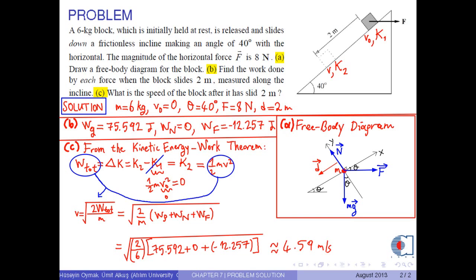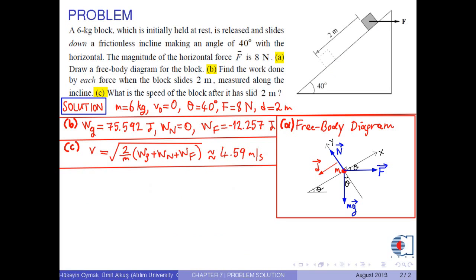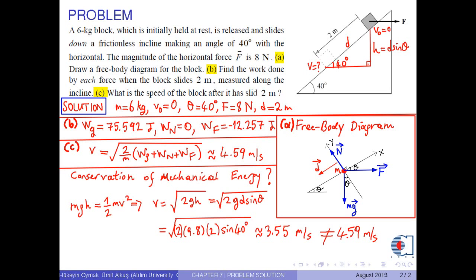The same result can also be obtained by a simple application of Newton's second law. However, as most of the students prefer, this problem cannot be solved using the conservation of mechanical energy. If you try to solve the problem by this method, you would obtain a different result. Okay, that's all about this problem.